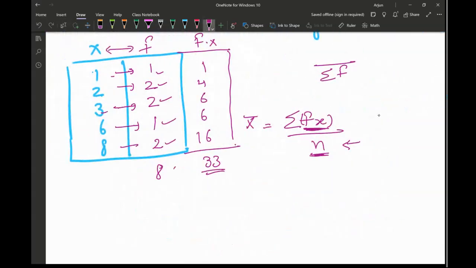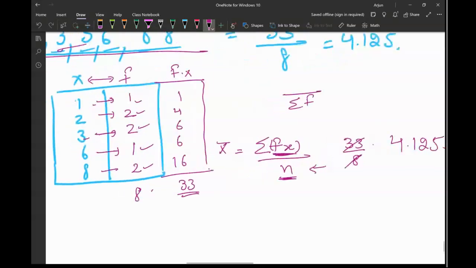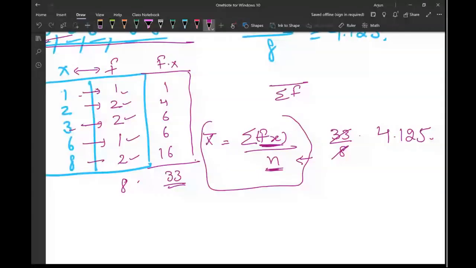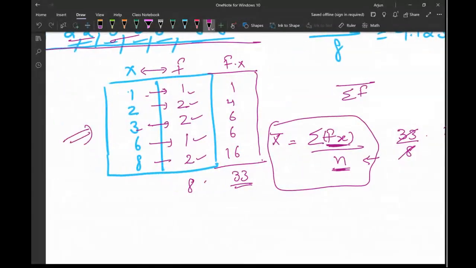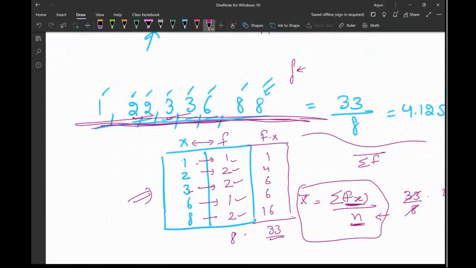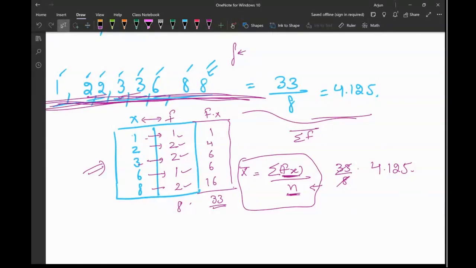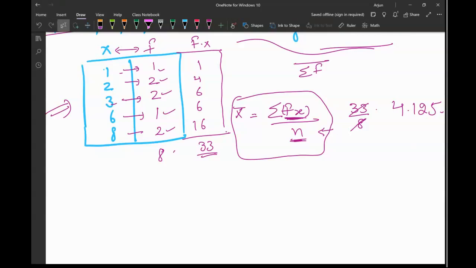All right, so you write it as 33 over 8, and you get the same answer as the previous, 4.125. So this formula you use when you are given the data in table form. The previous formula you use when you are given the raw form, meaning some numbers are given to you and you just want to find the mean of that data. You just add all those numbers and get the answer. But sometimes you are given a table, and then you use this way to calculate the mean.